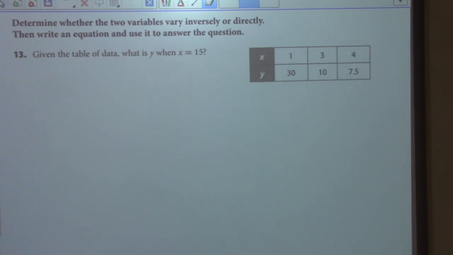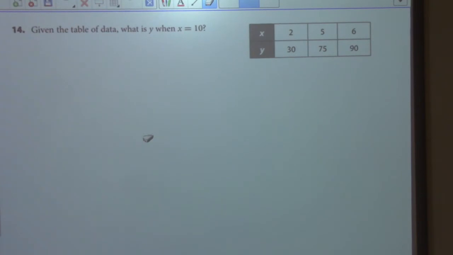Okay, I want you to go to 14 and work on that one. I'll call on somebody here in a minute. All right, this one here, is this going to be an example of direct variation or inverse variation? Direct. Correct, right, okay.